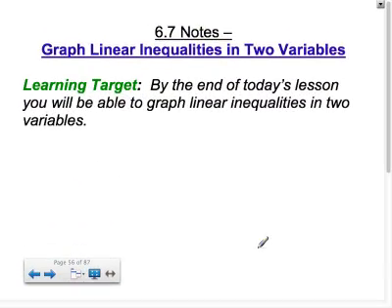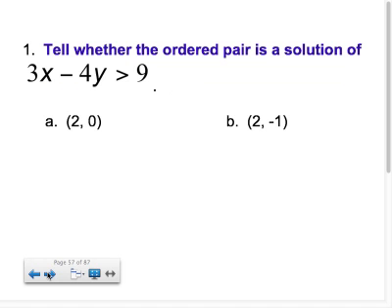Take a look at section 6.7 here. We're going to look at graphing linear inequalities in two variables. I know that sounds kind of intimidating because graphing inequalities in and of itself might seem a little intimidating, but really it comes back to, as long as you're confident in your ability to graph a line, which we spent a lot of time on a few chapters ago, then this section really shouldn't be anything too crazy for you.